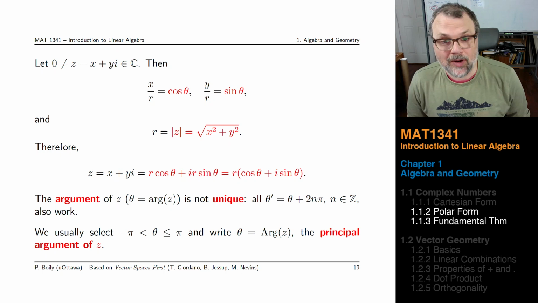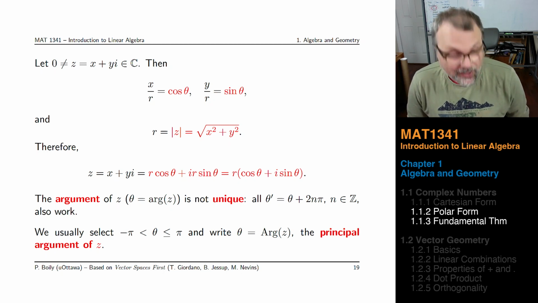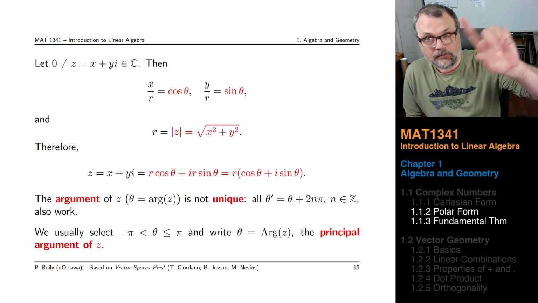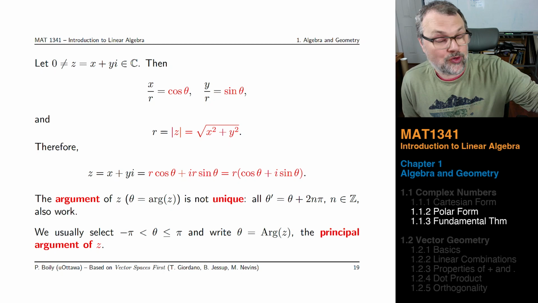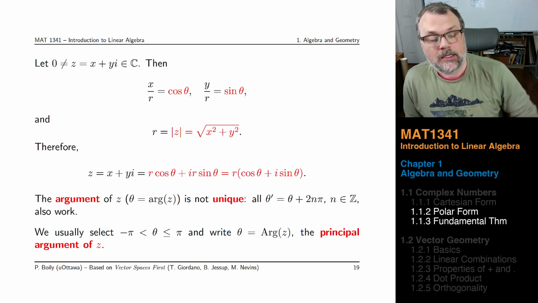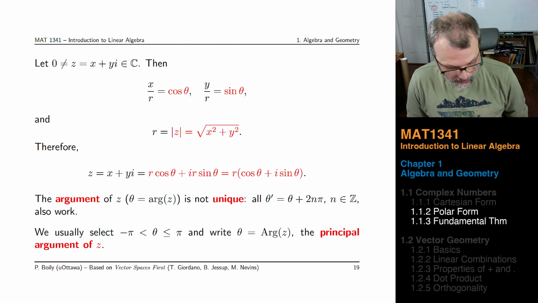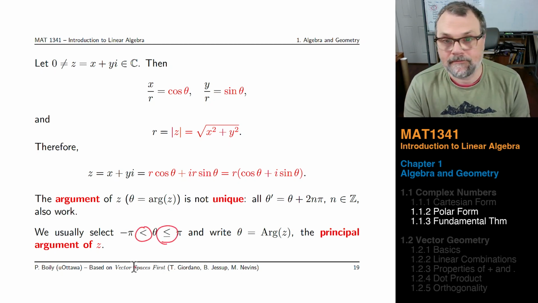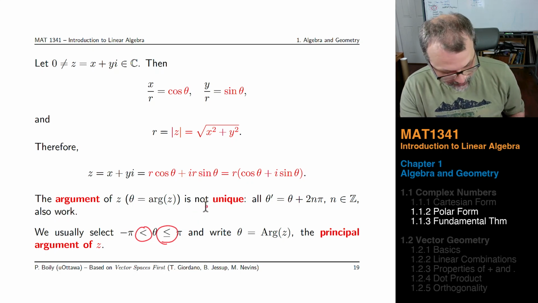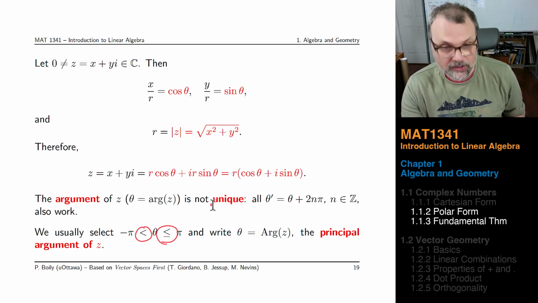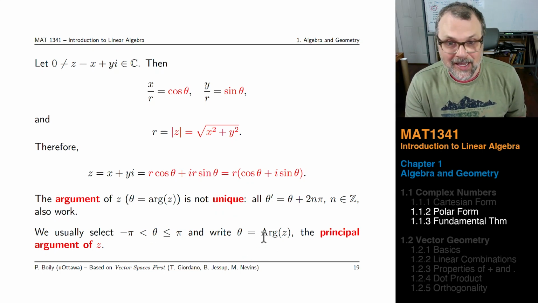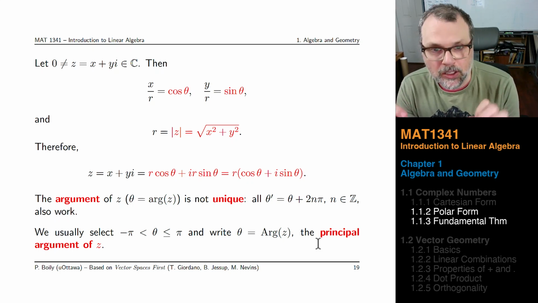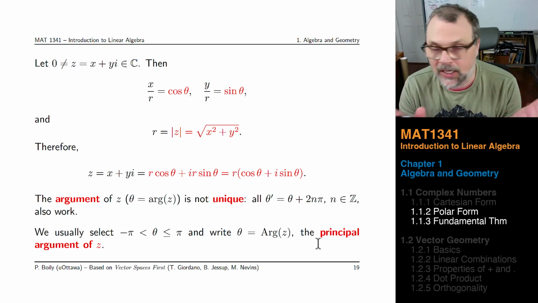Well, in order to get unique representations, we typically pick the argument to be between minus pi, so minus pi is 180 degrees, and pi, with these inequalities here. And we would write this theta as the argument of z, but we'll use the uppercase A to recognize that we're talking about the specific argument, the principal argument, the one that lies between minus pi and pi.